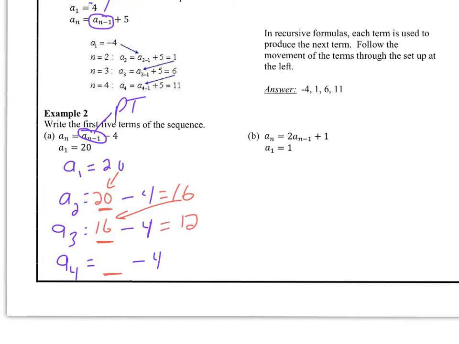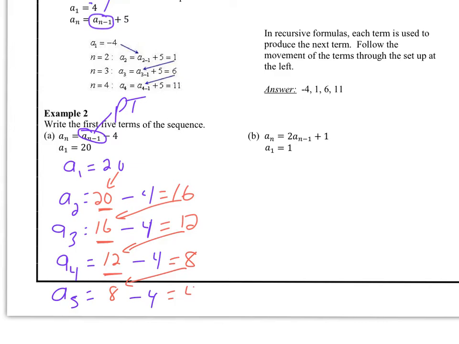The previous term to a sub 4 is the 12. So I need to do previous term minus 4, which is 12 minus 4. So I plug the 12 in. It is that simple, but you do need to show some work so you can get full credit. Oh, and it says the first 5 terms. So I need to find a subscript 5, which again is the previous term, 8 minus 4, which gives me 4.